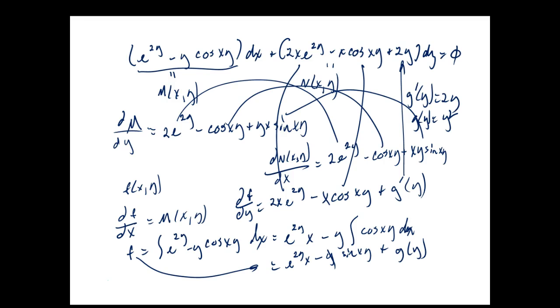But this then is your f. So let's write the exact thing. F of xy is equal to e to the 2y x minus sine of xy plus y squared, okay, and you set that equal to c, and that is your differential equation. I mean, that's your solution for your differential equation. It's a one parameter solution.